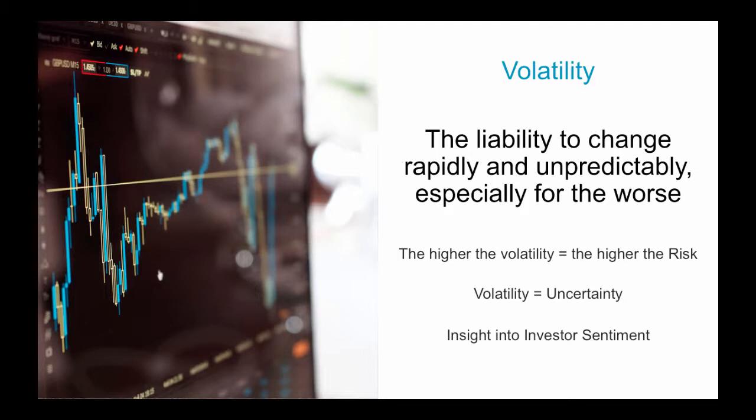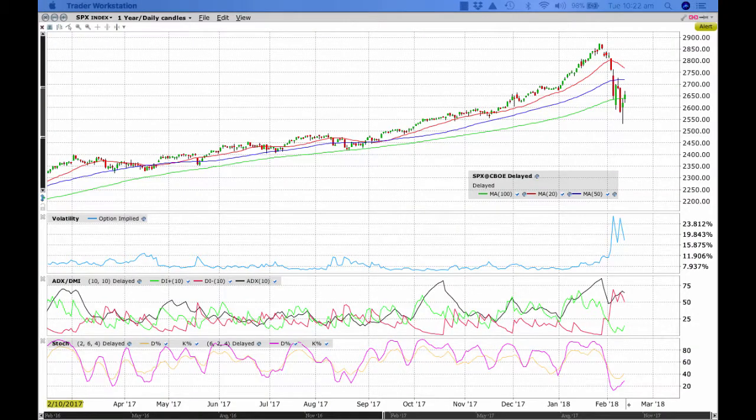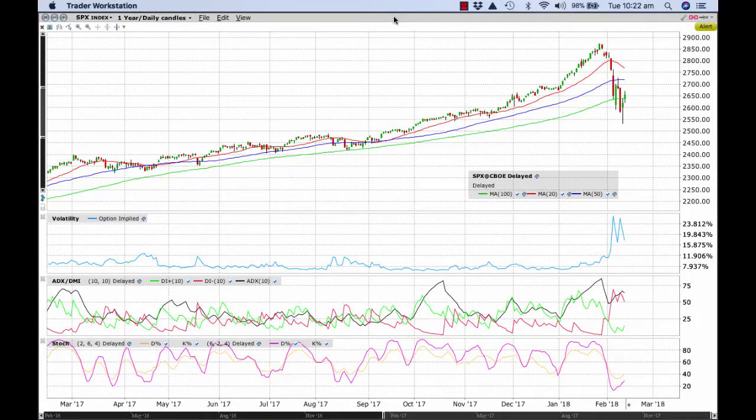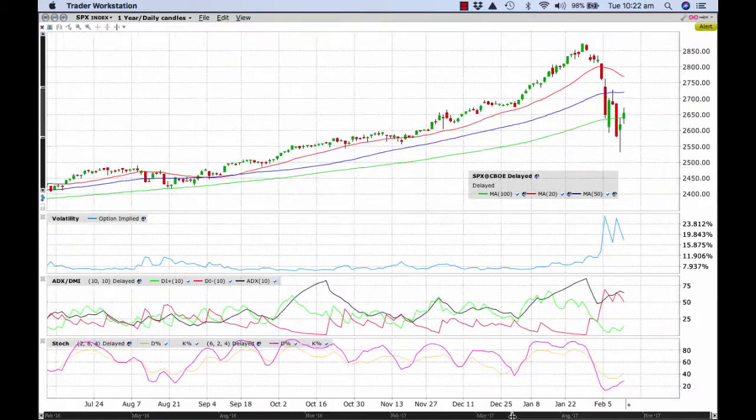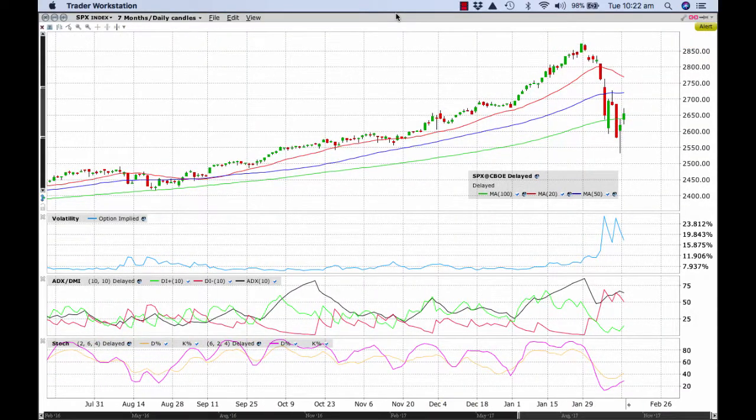So what I'm going to do now is jump into our trading platform and take a look at volatility. Okay, so I have the S&P 500 index chart up in front of us here. To give us a little bit of background so that I can build up to volatility, first of all, this is my standard trading template.